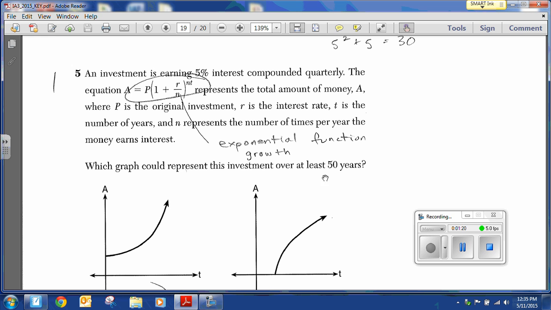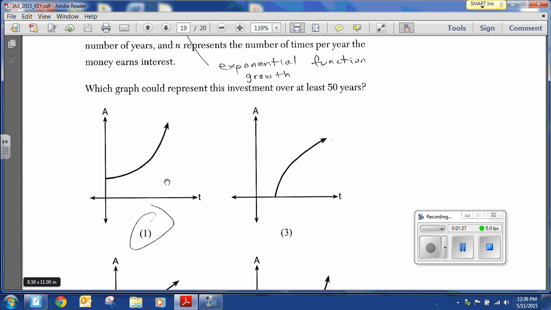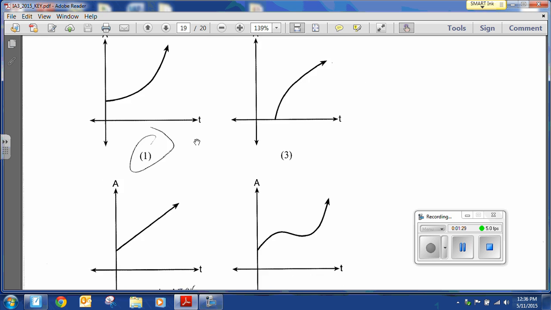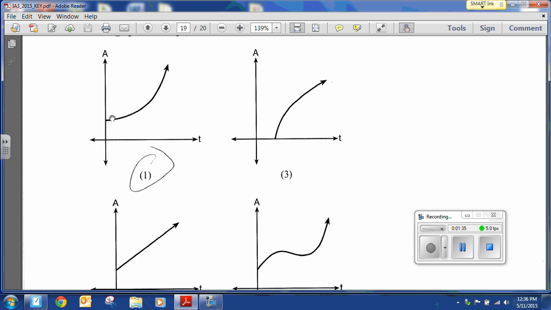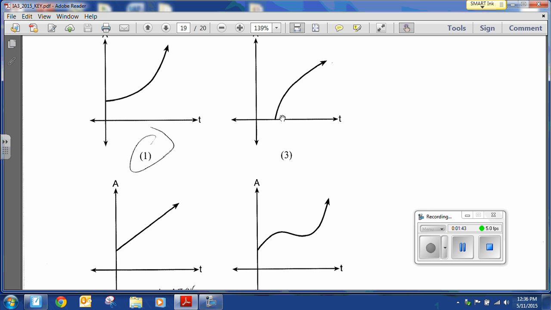Number 5, because this is exponential growth, 1 is the correct answer because the growth increases as t increases, right? The growth here for number 2 is the same. We've never seen this curve before. In option 3, it actually grows less and less each time.